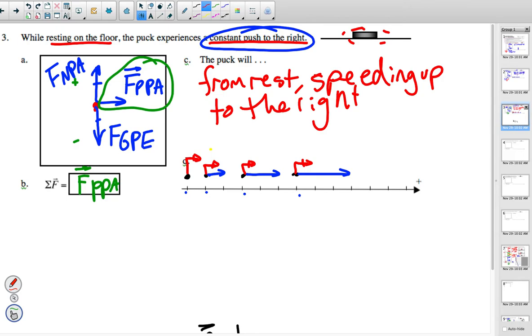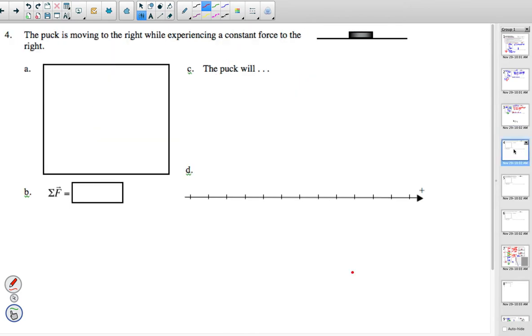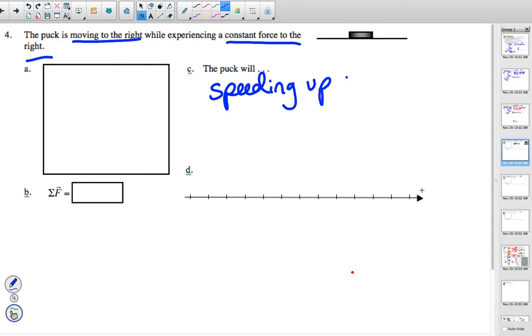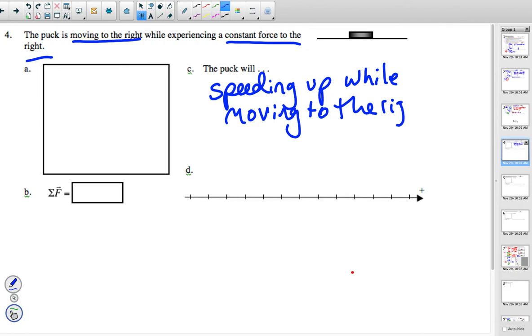We're going to do one more of these before we wrap this up. This problem says the puck is already moving to the right while experiencing a constant force to the right. What will it do? It will also speed up, but not from rest, speeding up while moving to the right. So what forces are acting on this?